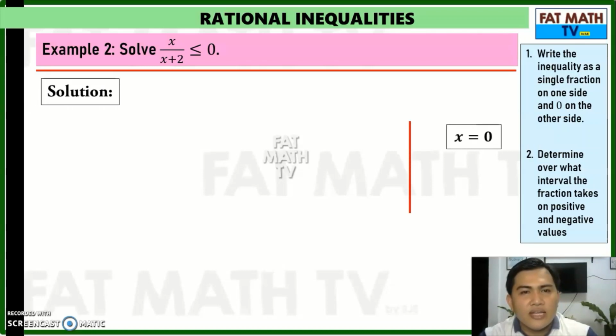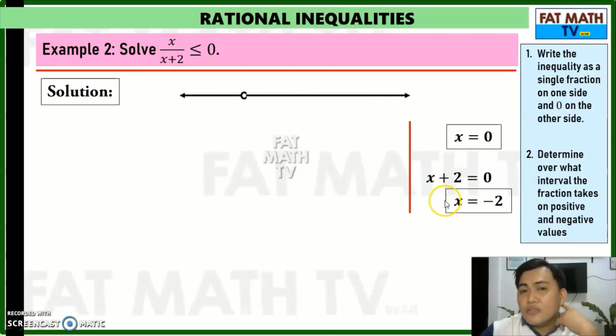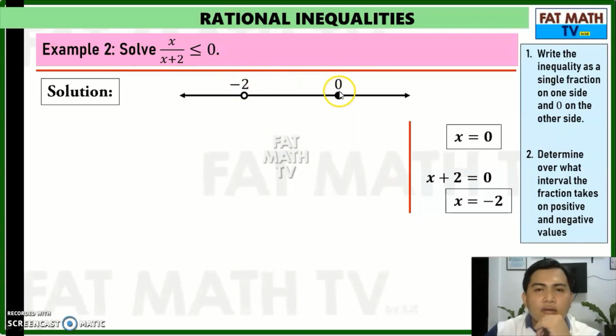Okay, so we need to identify the critical numbers. So x, the numerator, is 0 when x is 0. And the denominator x plus 2 is 0 when x is -2. So we have two critical numbers, -2 and 0. And then if x is -2, so we have to position it this way. -2 on the left because it's less than 0, and 0 on the right because 0 is greater than -2.